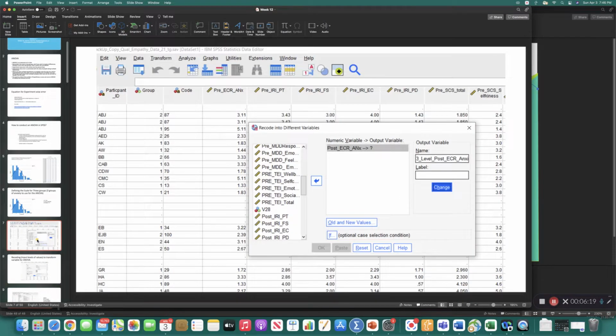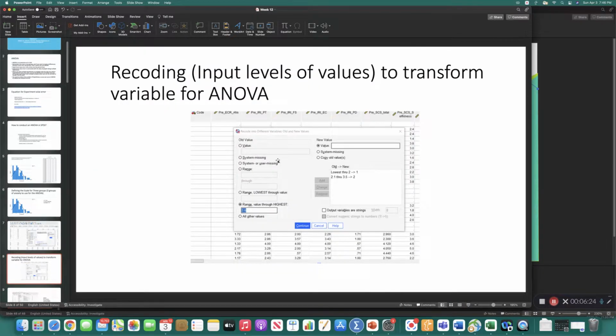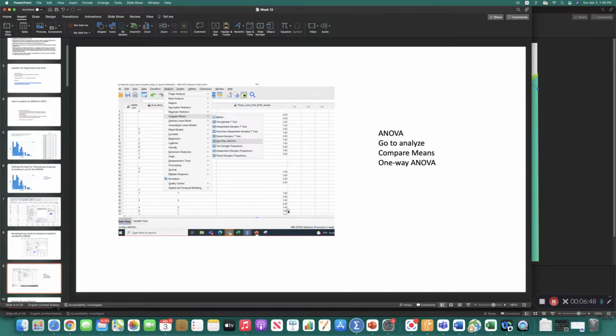Then once you click on Change and you go in here, we have to indicate the ranges, right? So we looked at the lowest through 2, and then we did another range from 2.1 to 3.5, and then we did another range from 3.5 to the highest level. So we were able to transform that variable. And then after we have that transformed 3-level variable to use for our ANOVA, we can go ahead and run the statistical analysis in SPSS.